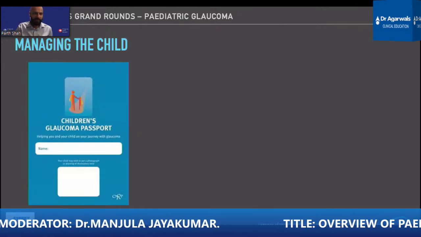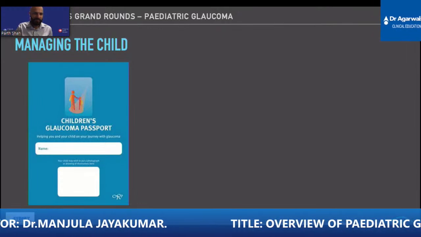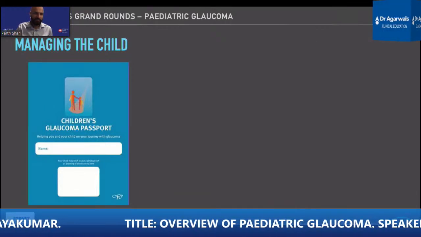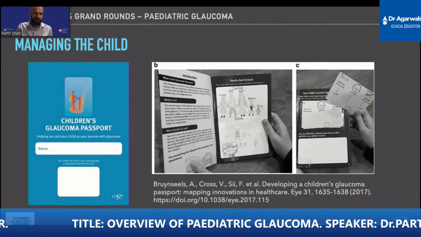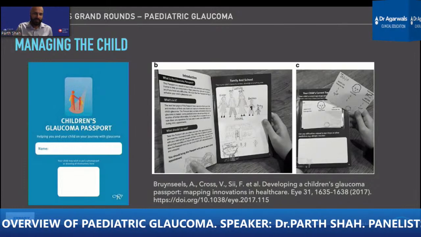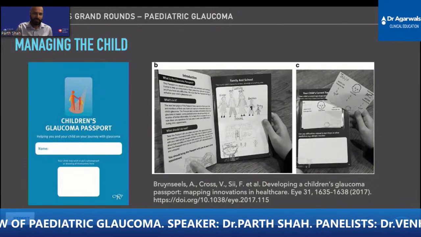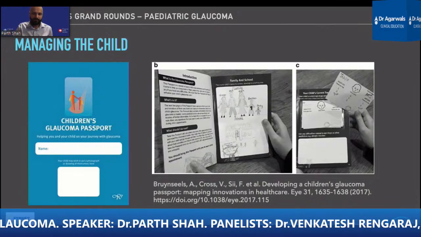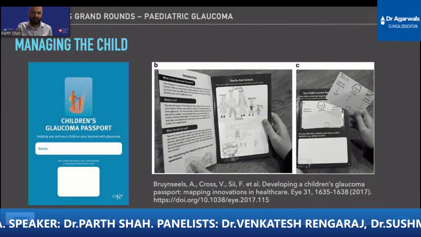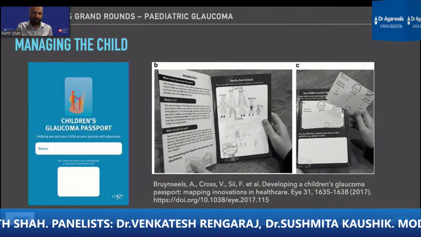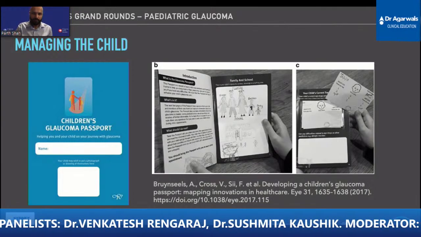One thing that can be helpful, which my mentor in the UK, Joe Abbott, has developed with his colleagues, is a childhood glaucoma passport, which has a lot of information about glaucoma. It can have all the information about the child's visits to hospital and their parameters. And it also helps a child navigate through glaucoma in their later years and when they go to school.